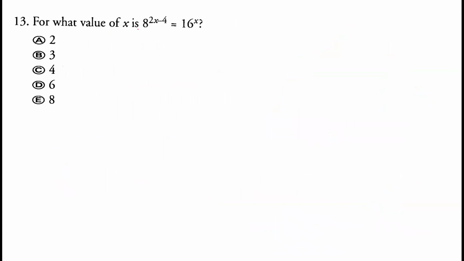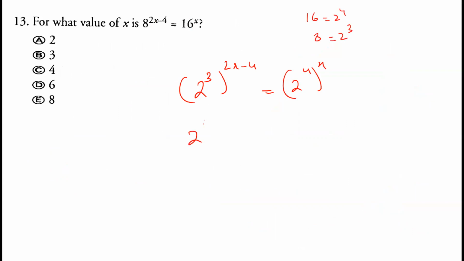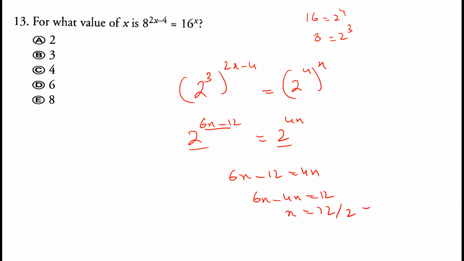For what values of x is 8 raised to power 2x minus 4 equals 16 raised to power x? We can write 8 as 2 raised to power 3, so 2x minus 4. And 16 can be written as 2 raised to power 4. So 2 raised to power 6x minus 12 equals 2 raised to power 4x. The bases are the same, so we can equate the exponents. So 6x minus 12 equals 4x. 6x minus 4x equals 12. So x equals 12 divided by 2, that is equal to 6. So option D is correct.